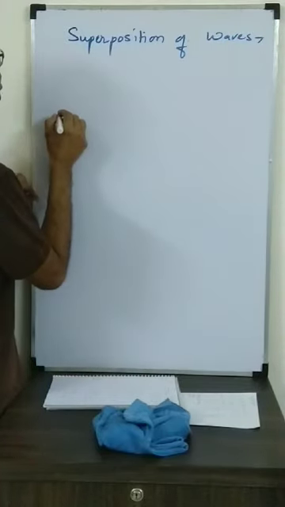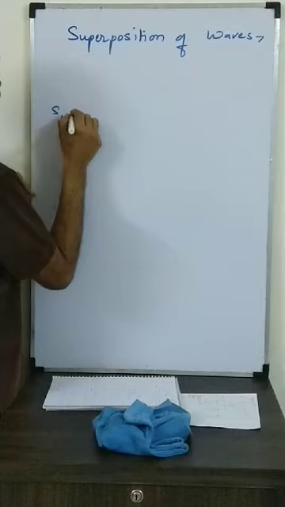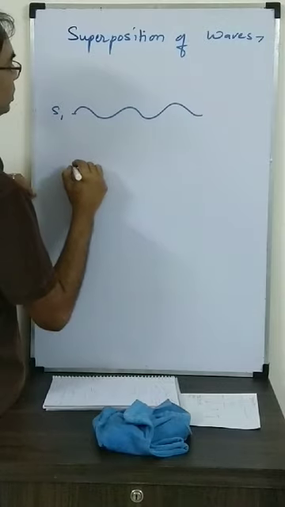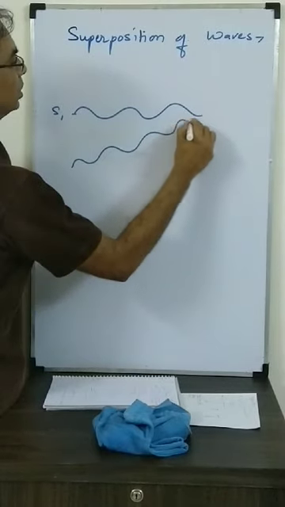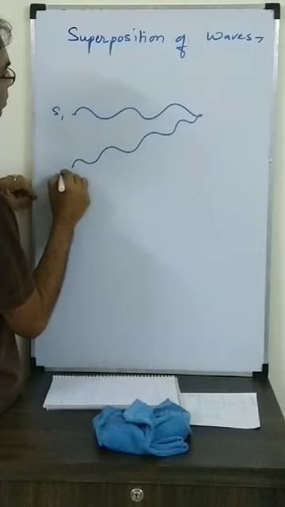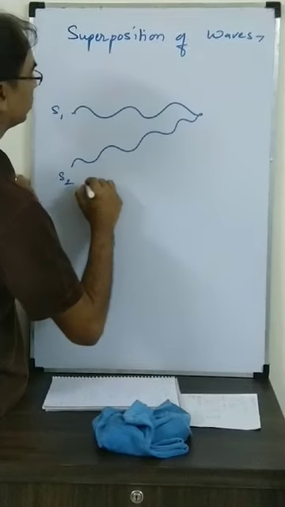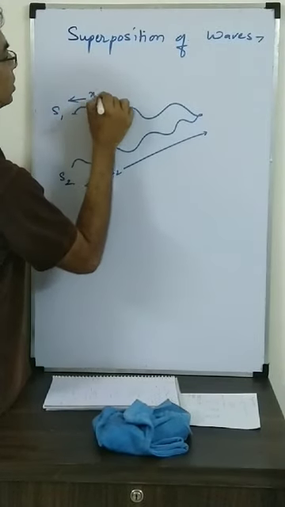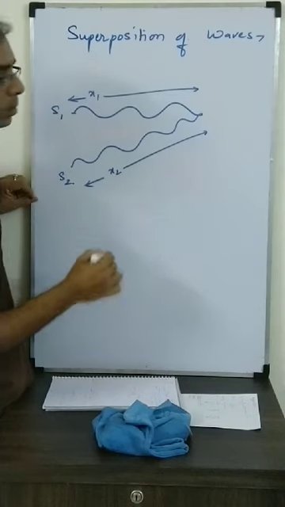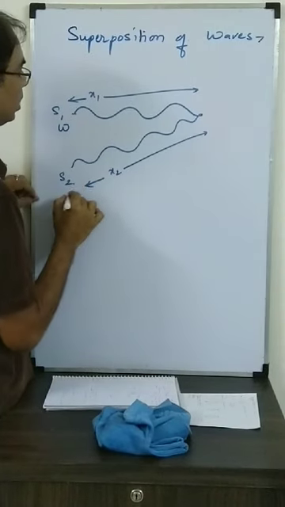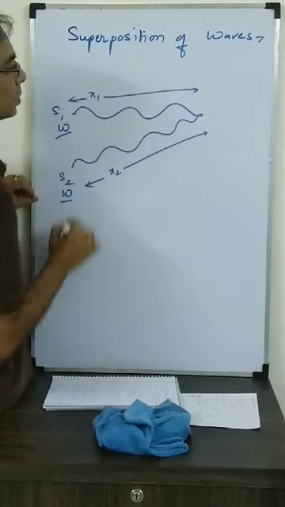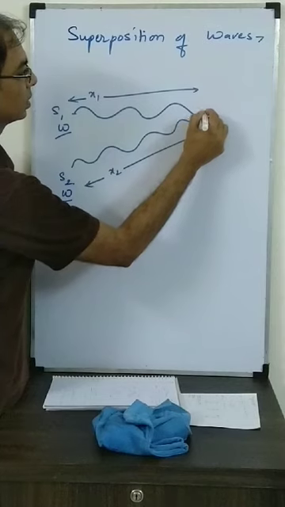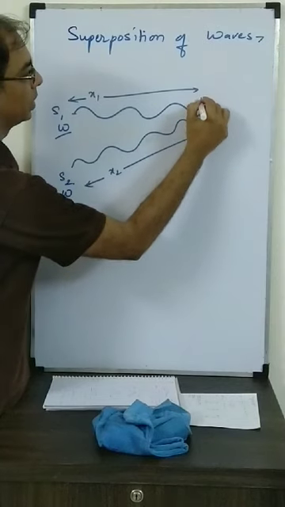Suppose here is a source 1, producing this kind of a wave, and there is another source here which is producing this wave, and both these waves are meeting at a particular point. Let's say its position from here is some x2 and its position from here is x1. For the time being we are assuming both the sources have the same angular frequency omega.